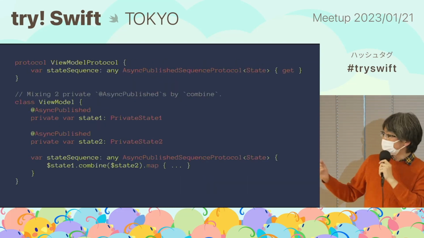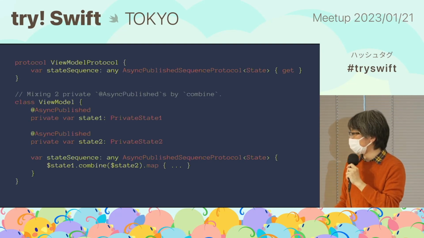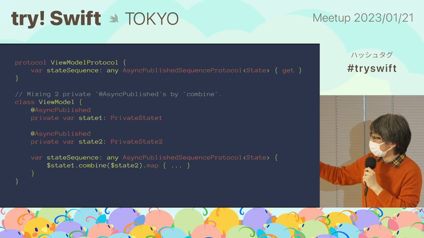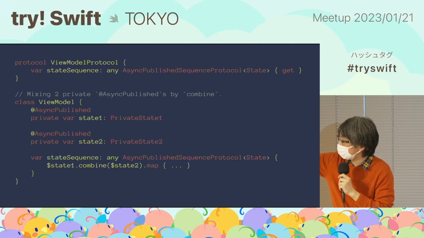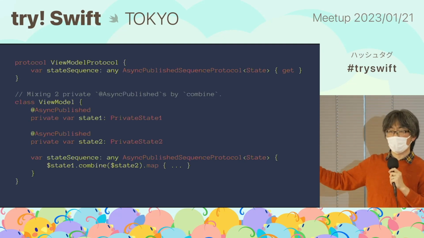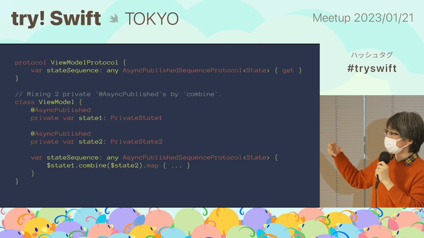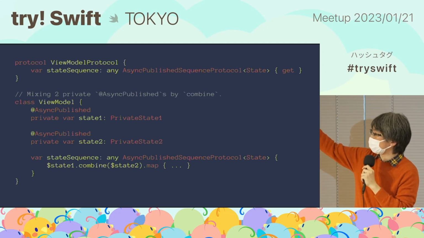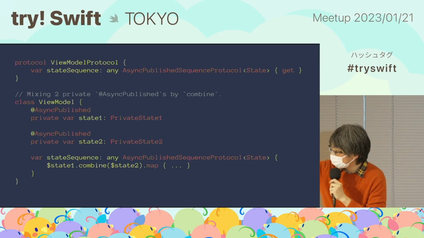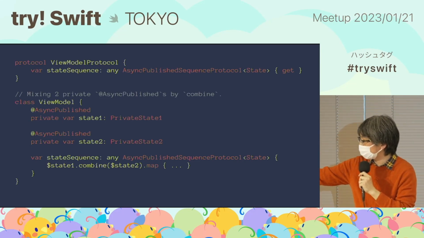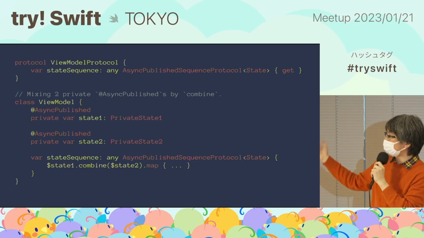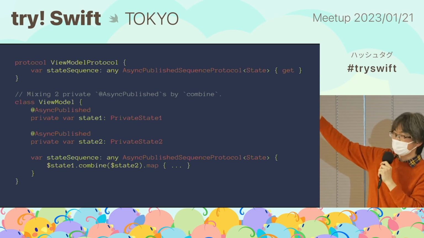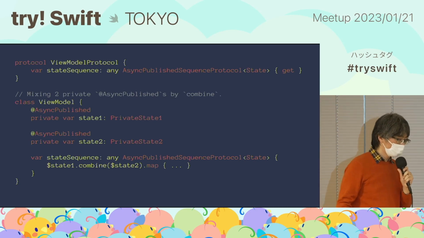And this is an example of how we use combine and map. Suppose we have two async published, state1 and state2, but these are private. And we only want to expose the combined version to the outside. How do we do it? We can call $state1 combine with $state2, map with the final public state, and pass it to the outside like this. So this is why combined mapping is powerful.